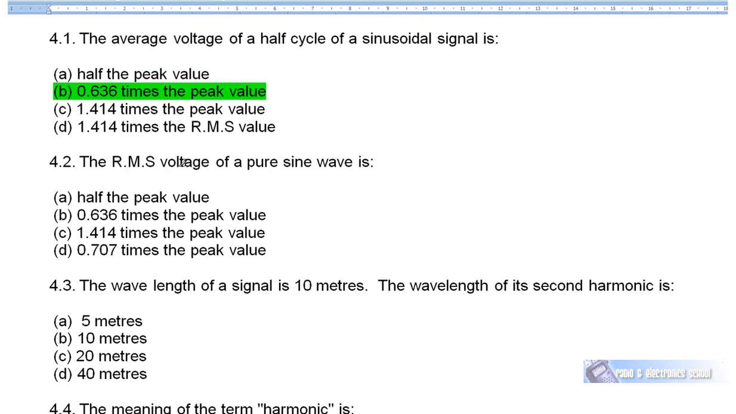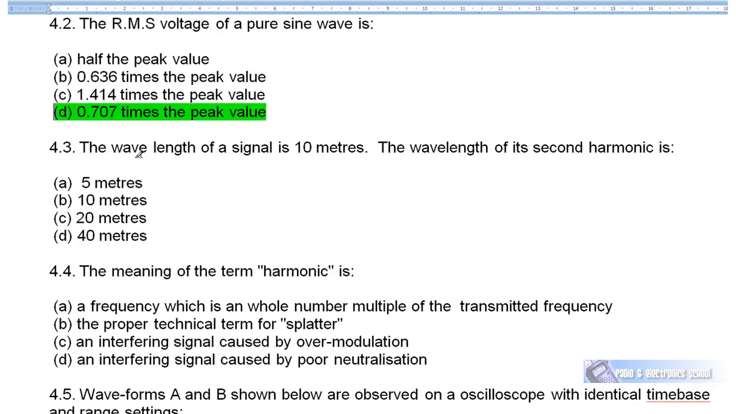Question 4.2. The RMS voltage of a pure sine wave is 0.707 times the peak value. Question 4.3. The wavelength of a signal is 10 meters. The wavelength of the second harmonic is, well, the second harmonic would be double the frequency. If you double the frequency, you halve the wavelength. So the wavelength of the second harmonic would be 5 meters.